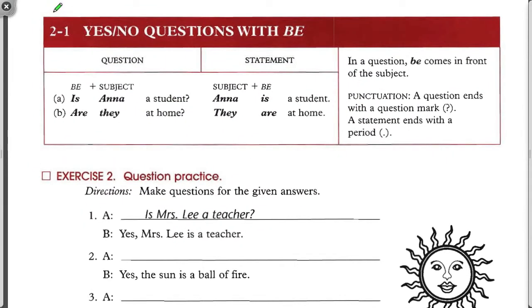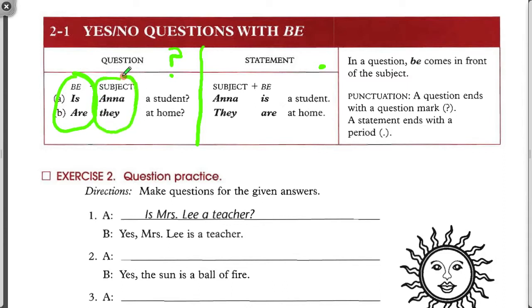Grammar point 2.1. Yes, no questions with be. This chart is divided into 2 sections, where if we put the line here, we have questions on this side and statements on this side. As you know, questions use a question mark, statements use a period. In questions, the verb to be begins the sentence.